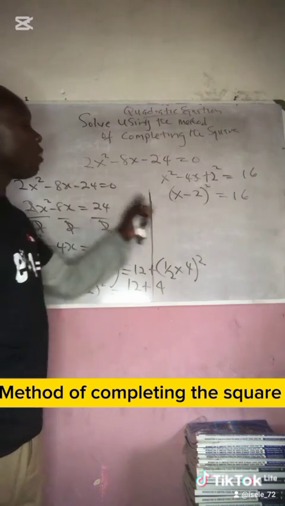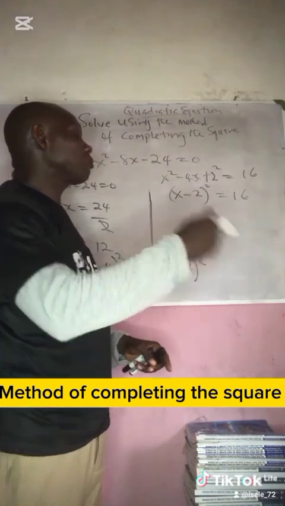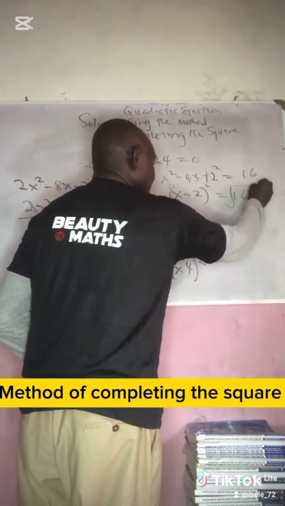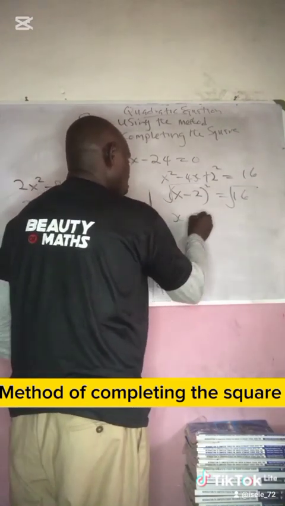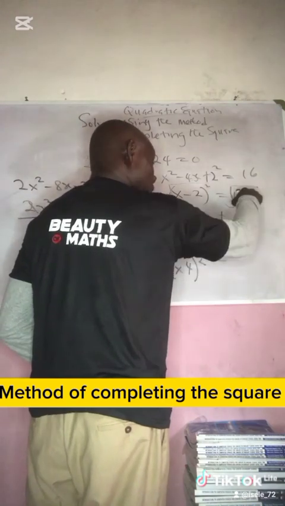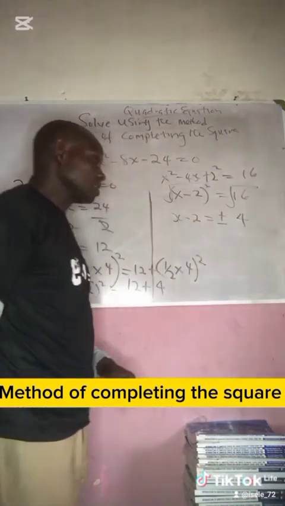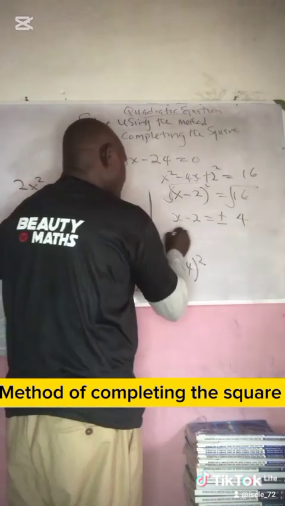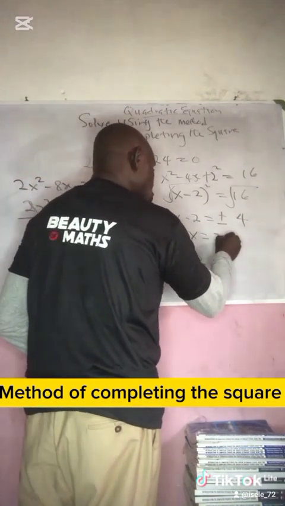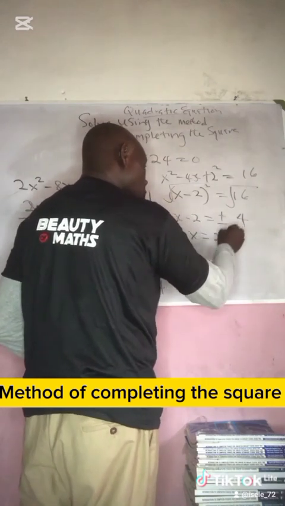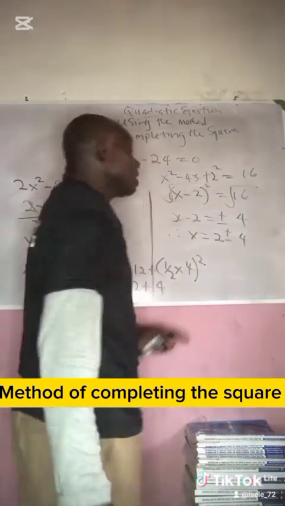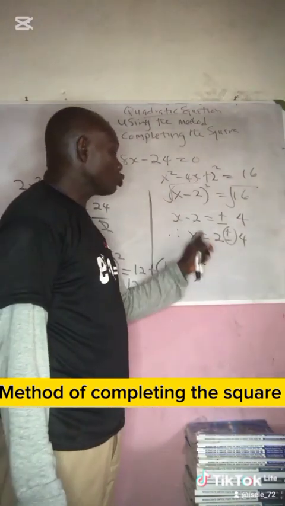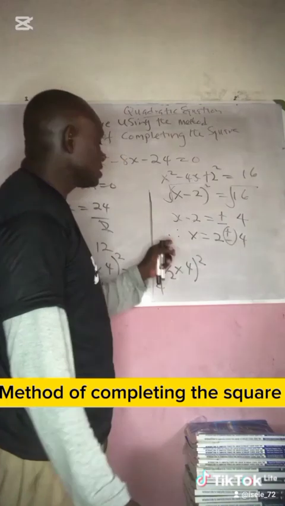For me to remove this square, I will have to take the square root of both sides. So if I take the square root of this side and the square root of this side, I have x minus 2 equal to plus or minus the square root of 16, which is 4. So I have x minus 2 is equal to plus or minus 4. Therefore x will be equal to 2 plus or minus 4, because minus 2 crossing takes a plus 2. Now you have to consider the two signs: either x is equal to 2 plus 4 or x is equal to 2 minus 4.